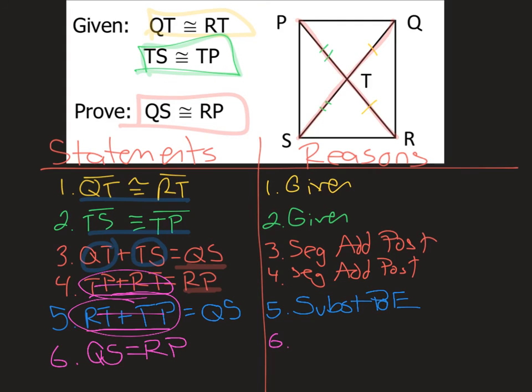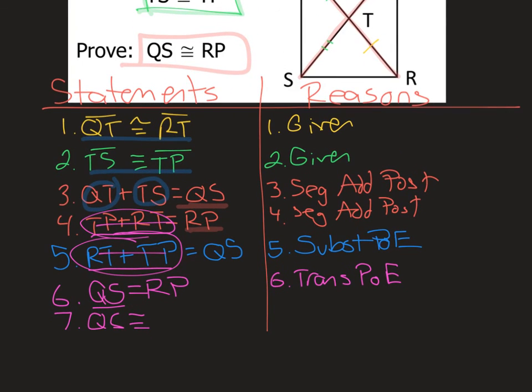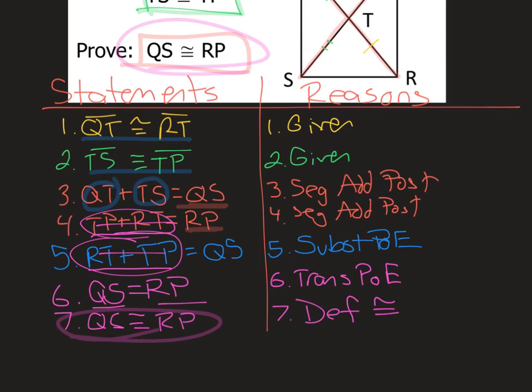So you could really do substitution or transitive here. I'm going to go with transitive. And then once you have segments equal to each other, that means they're congruent by definition. So we can go ahead and say QS is congruent to RP. And again, that's just definition of congruent. Anytime that you are taking an equal sign and replacing it with a congruent sign, or vice versa, your reason is definition of congruent. Now this statement here matches your proof statement, so you are done with your proof.